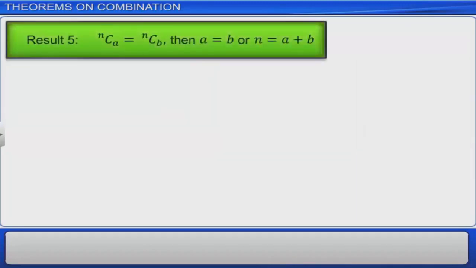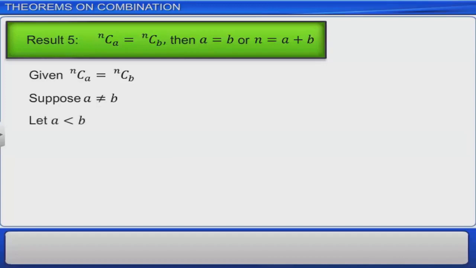One of the important results is: if nCa is equal to nCb, then a is equal to b or n is equal to a plus b. Given nCa is equal to nCb. Obviously, this relation holds true when a is equal to b. Next, we will consider the case where a is not equal to b. Without loss of generality, let's take a is lesser than b.